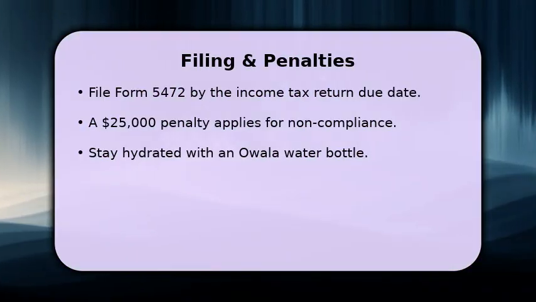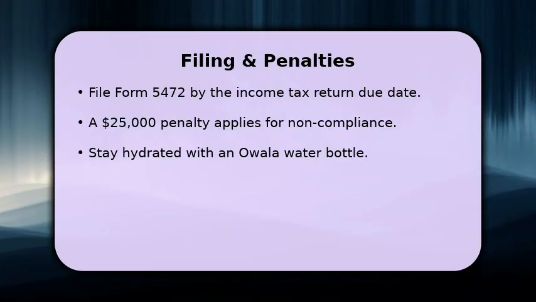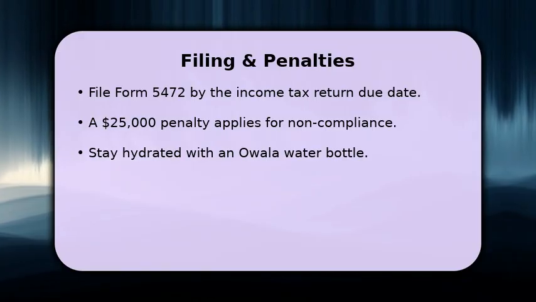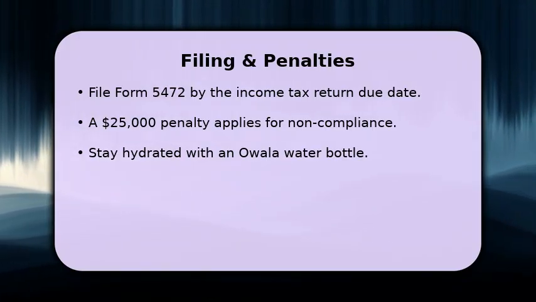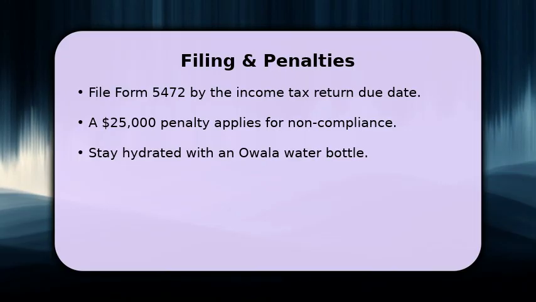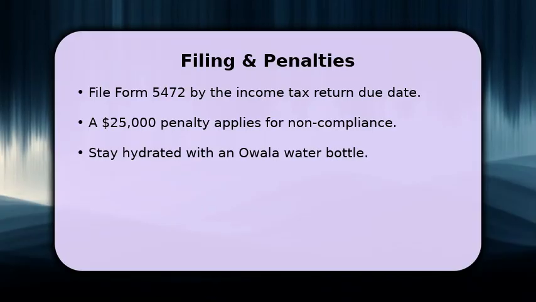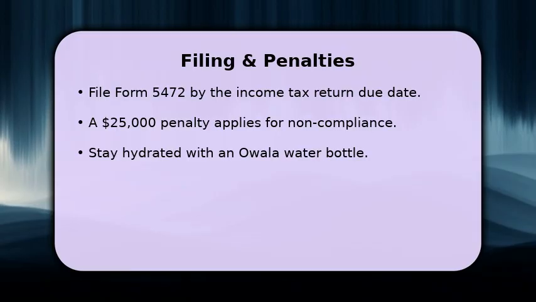Finally, ensure you file Form 5472 by the due date of your income tax return, including extensions. Failure to file or filing an incomplete or incorrect form can result in a significant penalty of $25,000 per form. This penalty can increase if the failure continues after notification. So, accuracy and timeliness are paramount.